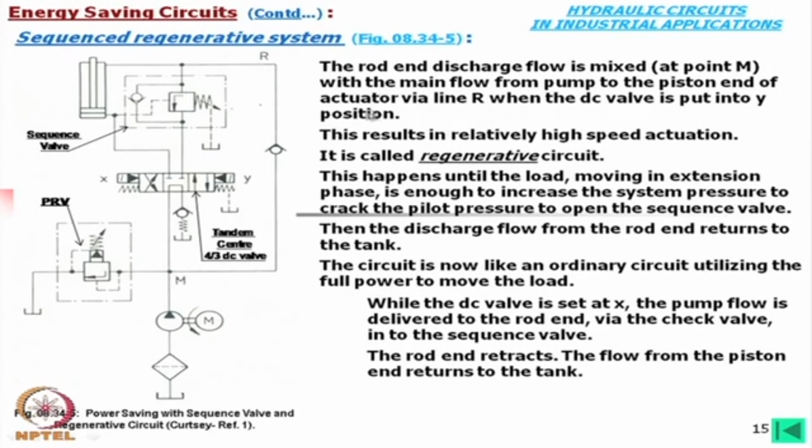Now, the thing is that only here, if we omit this sequence valve, then this will operate at the same speed. The full flow will be mixed and it will go there. In that case, power will increase. So, without this, the whole circuit is a regenerative circuit. With this, we should call this a regenerative circuit with energy saving.